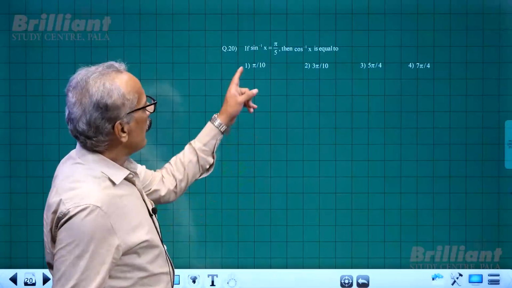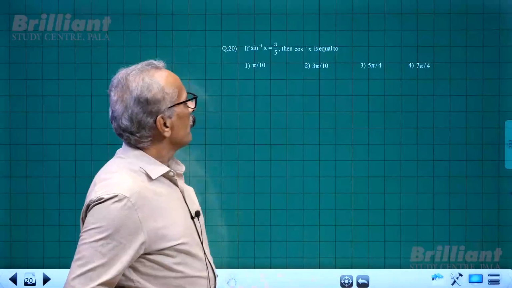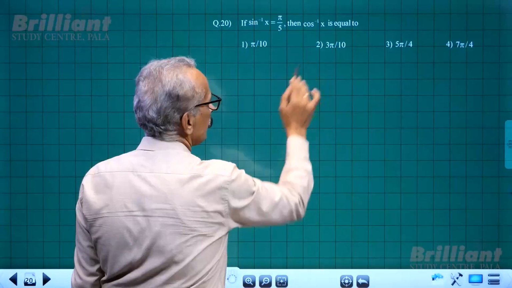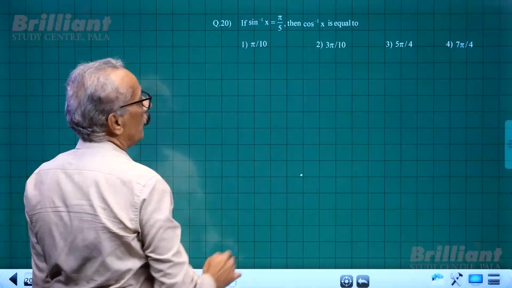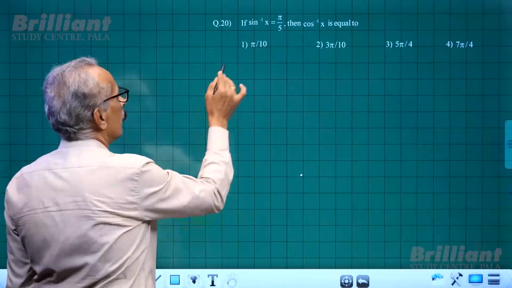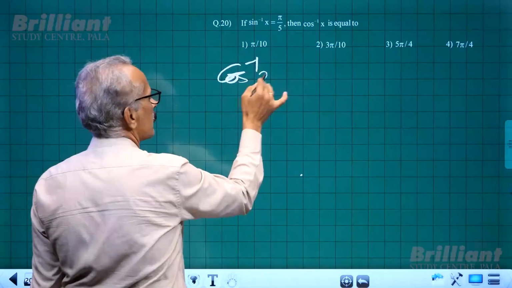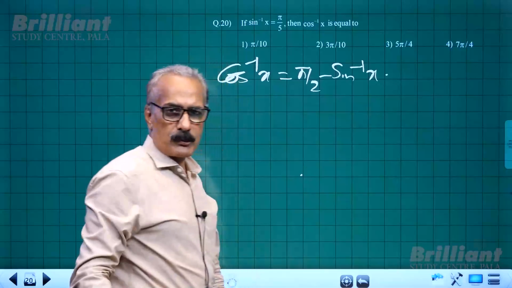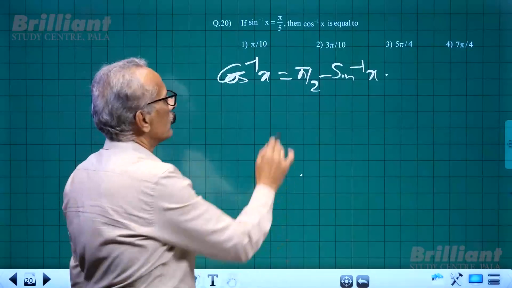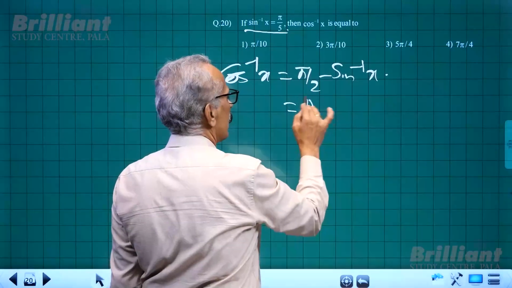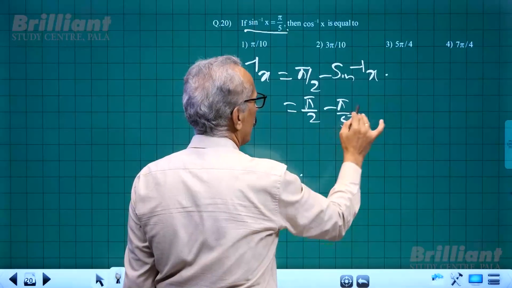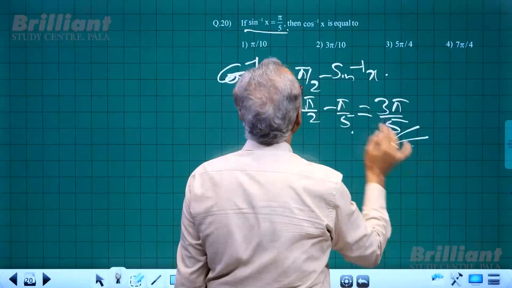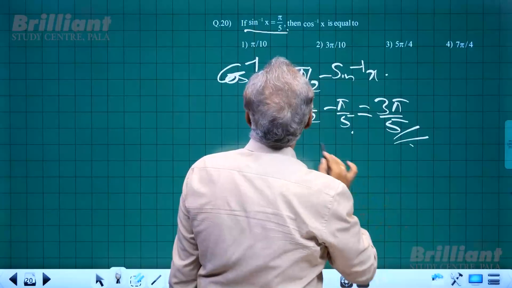Question 20. Sin inverse x equal to pi by 5, then cos inverse x is equal to. Okay. That's your question. What's the relationship between sin inverse x and cos inverse x? We know cos inverse x is equal to pi by 2 minus sin inverse x. Sin inverse x plus cos inverse x is equal to pi by 2. So you are given sin inverse x. It is pi by 2 minus pi by 5. That is (5 pi minus 2 pi), 3 pi by 5.